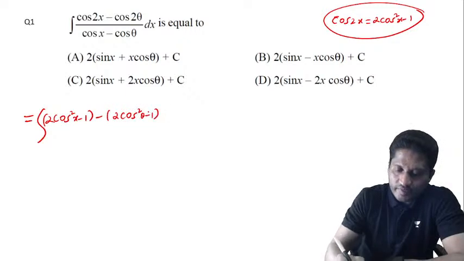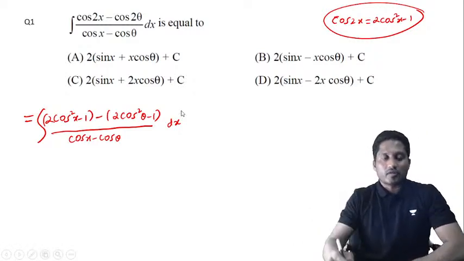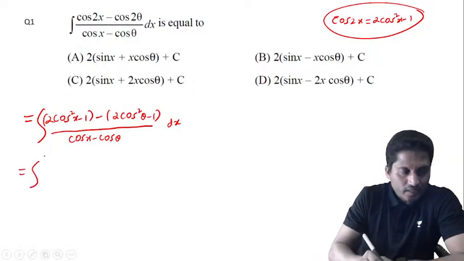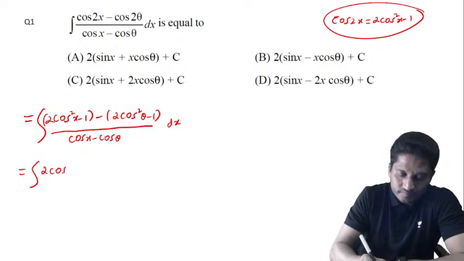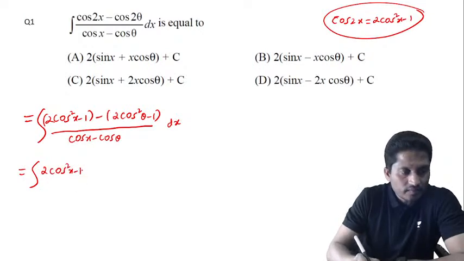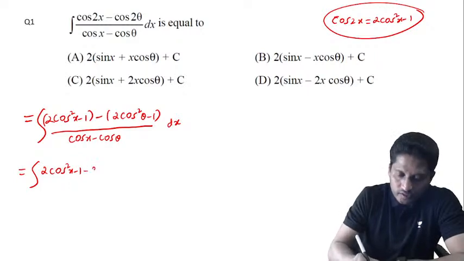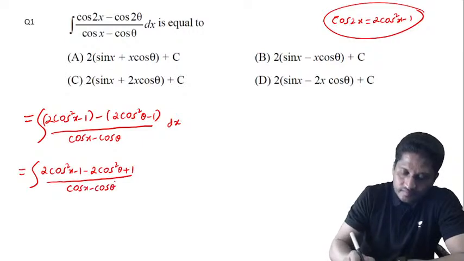There's a similar question in 21 paper as well. In 21 paper, instead of theta they gave alpha, that's it. Then whole divided by cos x minus cos theta, and this is dx. So I'm integrating with respect to x, theta should be constant. This will be equal to 2 times cos square x minus 1, minus 2 cos square theta, minus and minus is plus 1, divided by cos x minus cos theta dx.